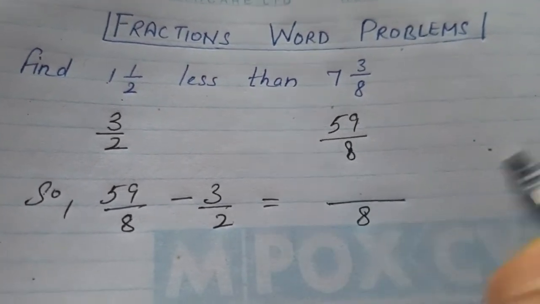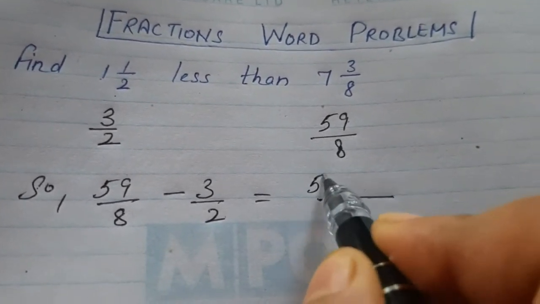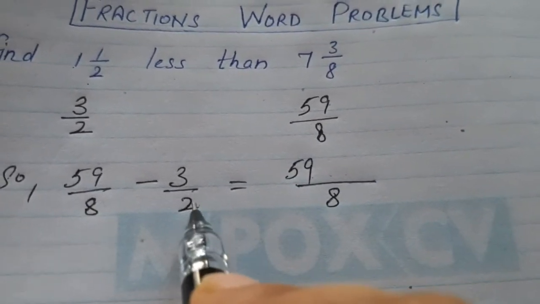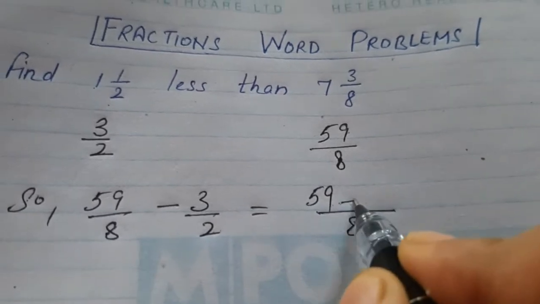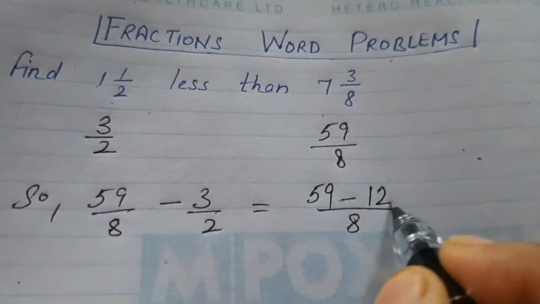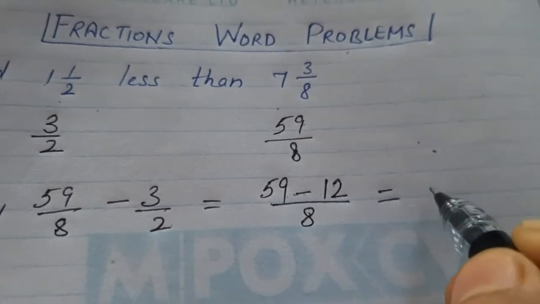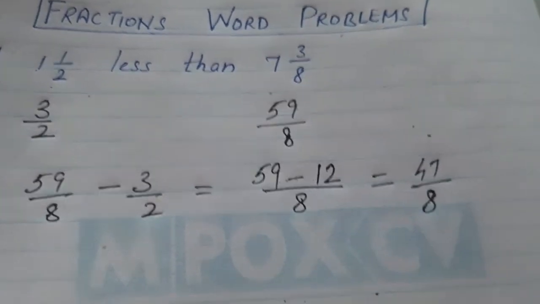Now we will make both the denominators same. It comes out to be 59 because here is 8 only. Here is 2, 2 4s are 8. So 4 will be multiplied with 3. 4 3s are 12. Now subtract both the numbers. 59 minus 12 that is 47 by 8.